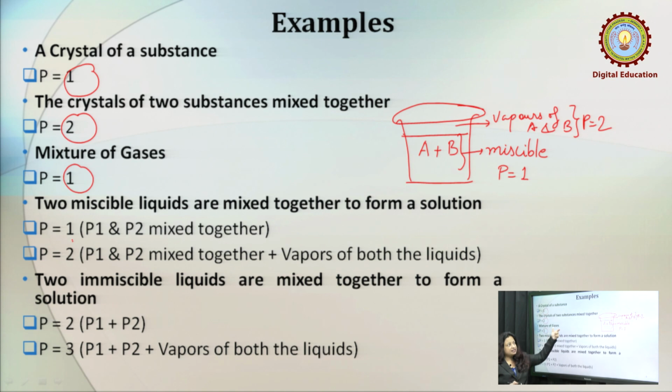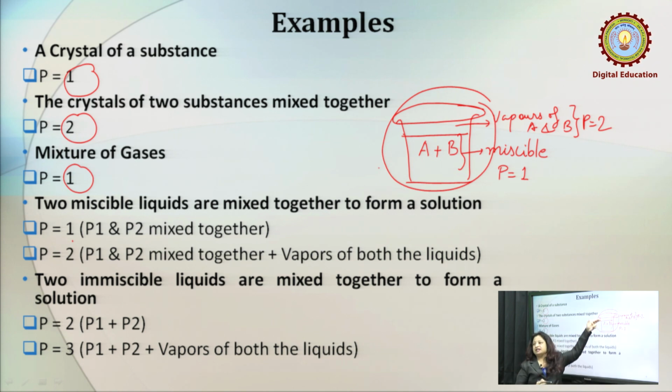Now in another case, if it is covered and we are considering this system as a whole, then here we have to consider vapors of A and B as well. That is why in another case we have considered the number of phases is 2. Why? 2 miscible liquids mixed together constitute 1 phase and vapors of both the liquids mixed together constitute another phase. So here the number of phases will be 2 only.